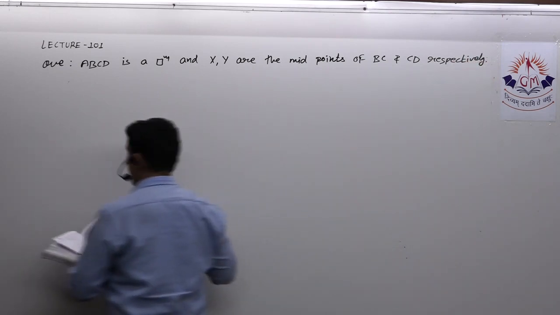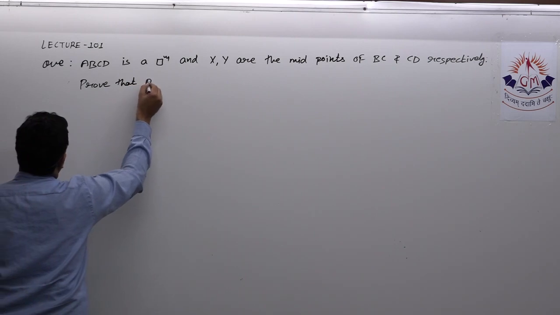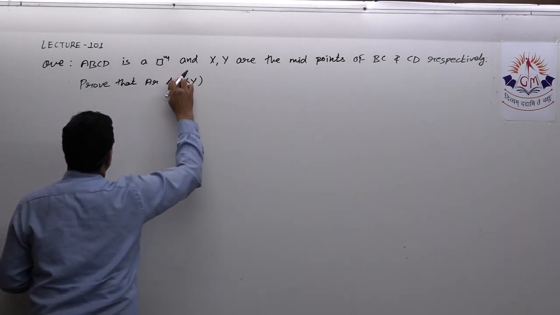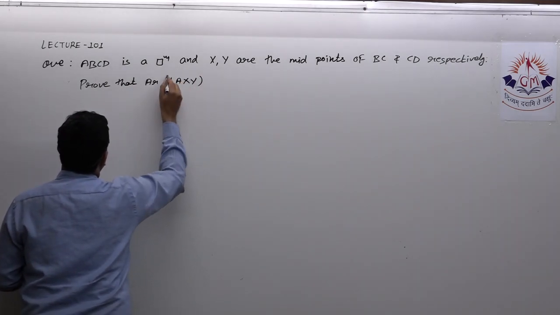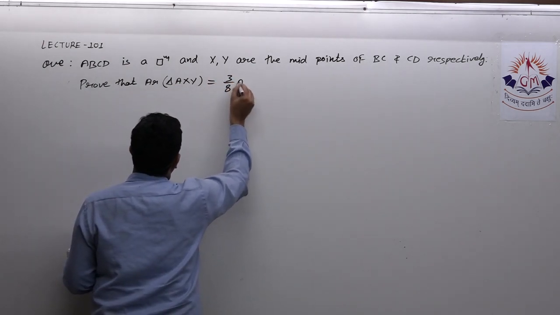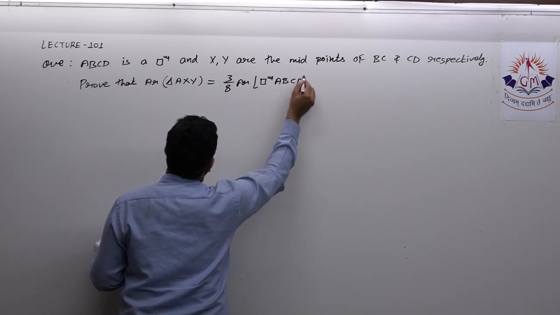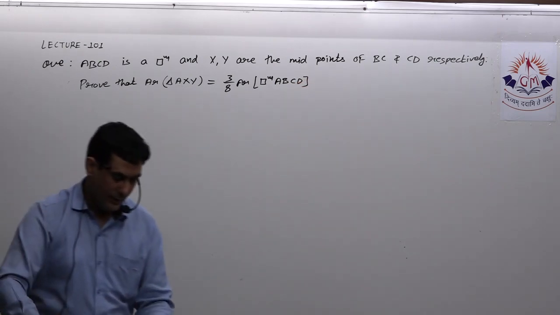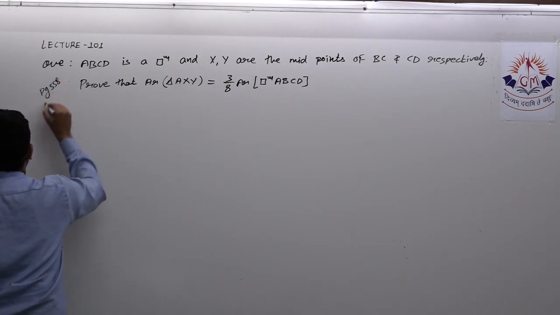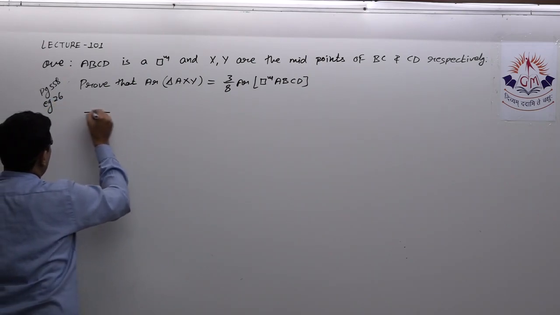Prove that area of triangle AXY is equal to 3 by 8 of area of parallelogram ABCD. Okay, from page 558, example 26. It is given that ABCD is a parallelogram.